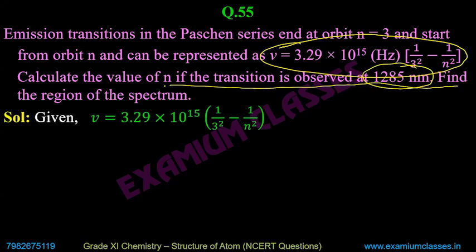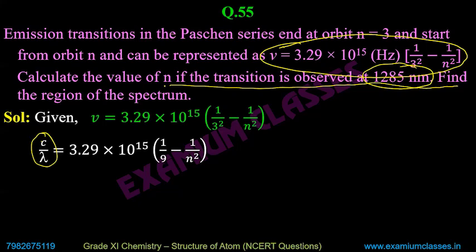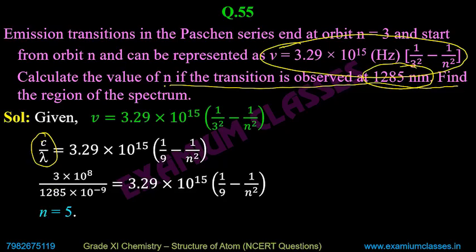Substitute the value. You know that nu is given by this one, which is given in the question, and nu can be written as c by lambda. This is the relationship: nu is equal to c by lambda. Substitute the values and get the value of n. N you will get as 5. So it means the transition is from n equals 5 to n equals 3.